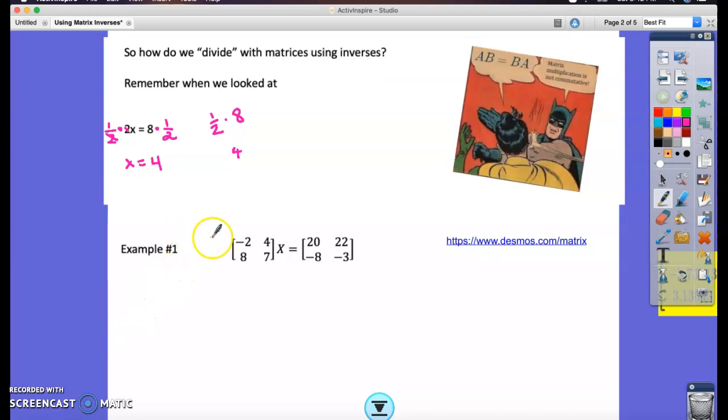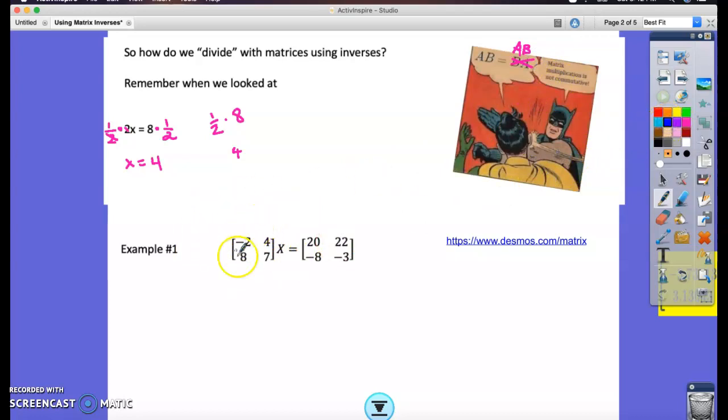What we need to do is specify the order. AB does not equal BA. AB equals AB. So we need the same order. So let me walk you through an example to explain what I actually mean with this.